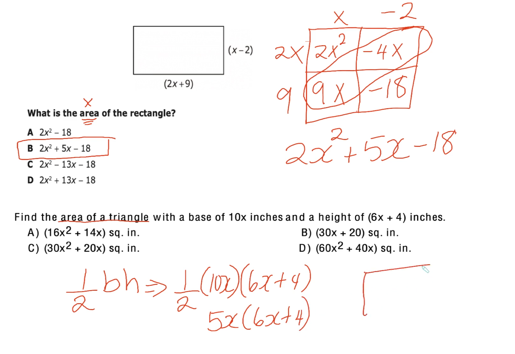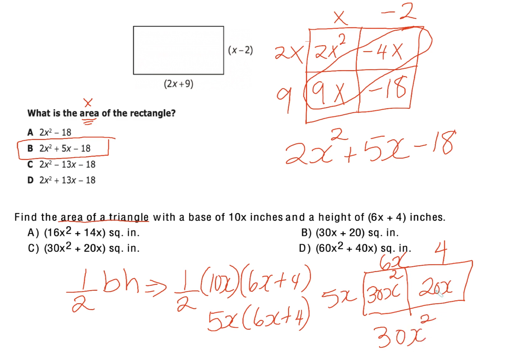Now if we do our little box like before, divide that. Up here is 6x, here's 4, and there's our 5x. 5x times 6x would give us 30x squared. And then 5x times 4 would give us 20x. So our answer is 30x squared. Remember, you need an operator. That is a positive, so plus 20x. Okay, this says 30x squared plus 20x. Your answer is C.